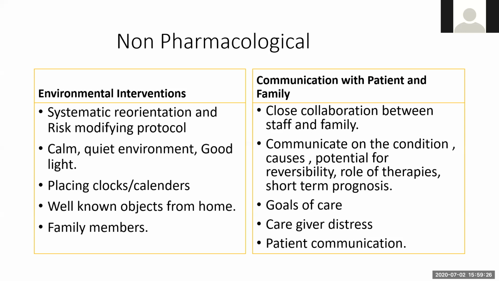Or on the other hand, a total flip can also happen. They might say that it is probably a terminal delirium, but then say, please do everything possible. So you have to actually sit down with the family and let them know what is exactly happening. Or they might just try to blame you. They might say, you have given my father or mother some medicine yesterday which has caused this. So communication is very important. Communicate on the condition, the causes, potential for reversibility, role of therapies, and the short-term prognosis.